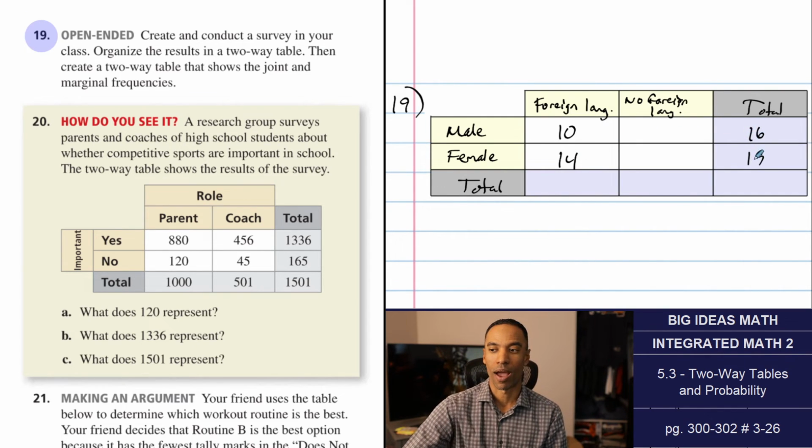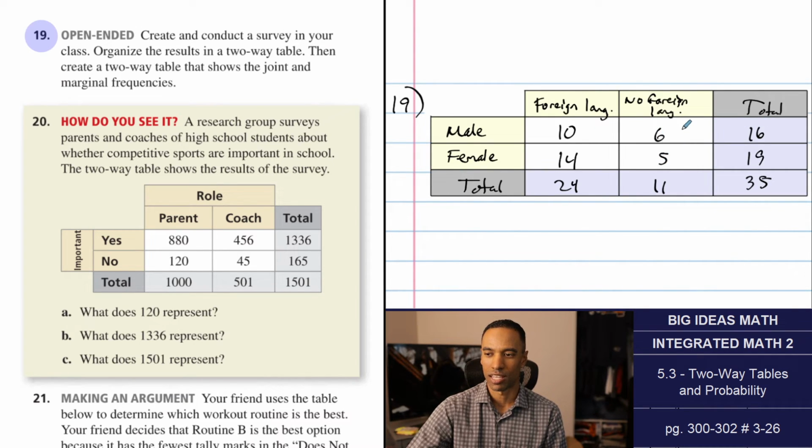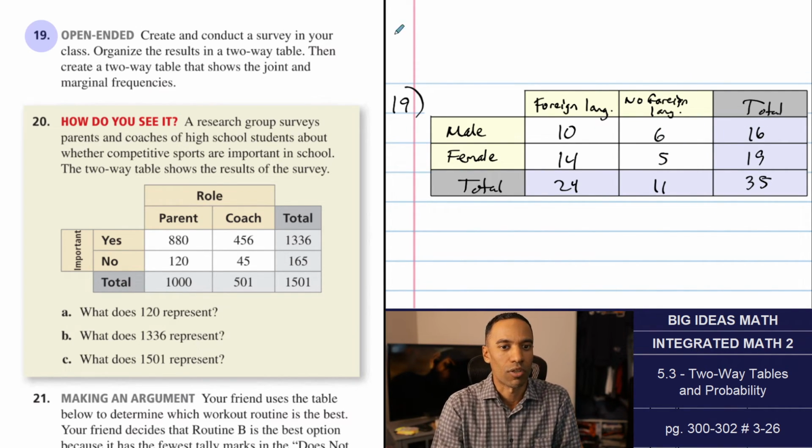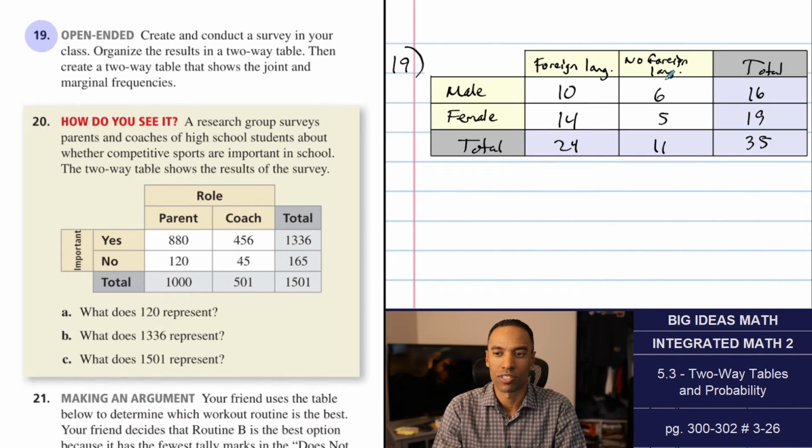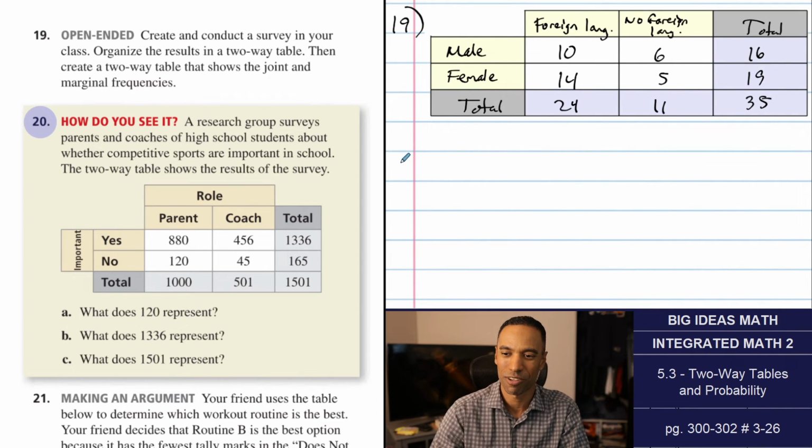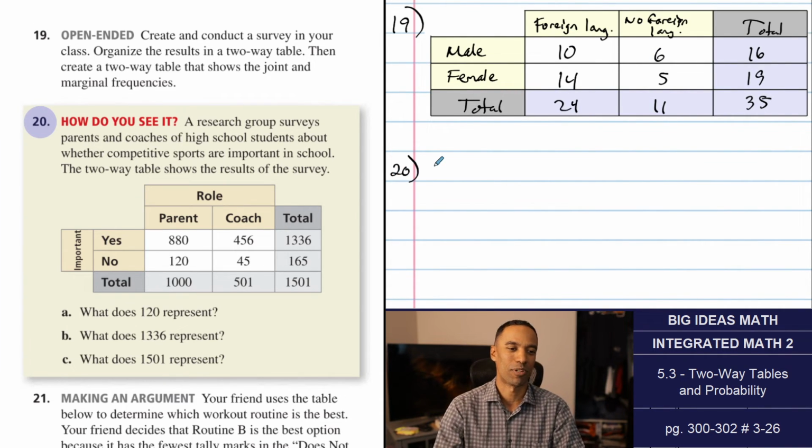All right, now let's complete it. That's 35 students total. That's 24 total that are taking foreign language. 35 minus 24 is 11. 19 minus 14 is 5. 16 minus 10 is 6. Is that all they needed? They needed the joint marginal frequencies, not the relative ones, and that's it. So that was a longer problem than it needed to be because I didn't have an actual class, but I had ChatGPT give me a class. Thank you, ChatGPT.